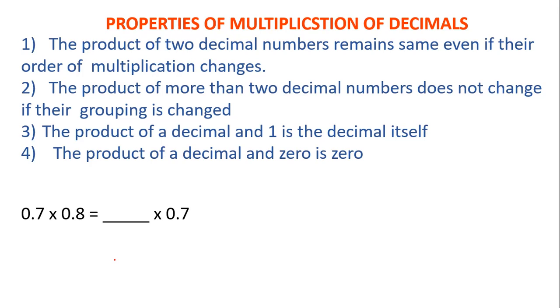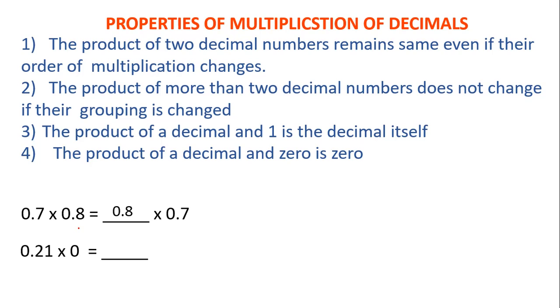Here is the problem. 0.7 into 0.8 is equals to dash into 0.7. As you can see in this question, there are two numbers, that is 0.7 and 0.8 on left side of an equal sign. Right side of the equal sign, there is only one number that is also same as the first number, which means they changed the order. 0.7 was first, here it became second, which means this fill in the blank is based on first property, which means the missing number we have to find. So that is 0.8.